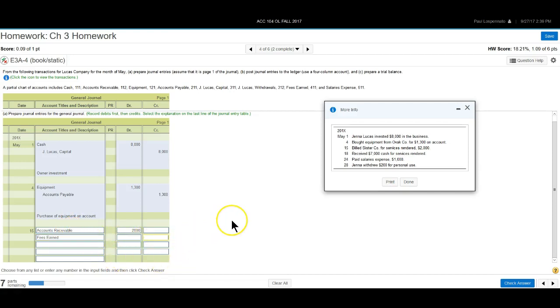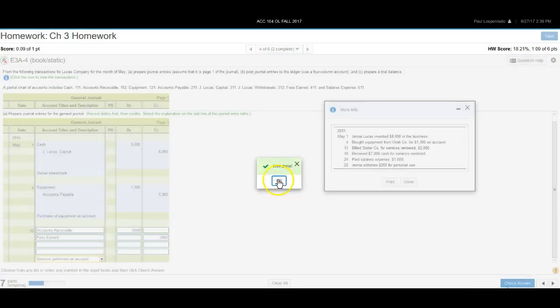So we come down here and click the 2,000 in the fees earned account. And when it gets posted, we're going to be adding to the fees earned account. We're going to be adding to the accounts receivable account, being an asset. And I guess the explanation is down here. Service performed on account. I think that's what happens, right? So check answer.